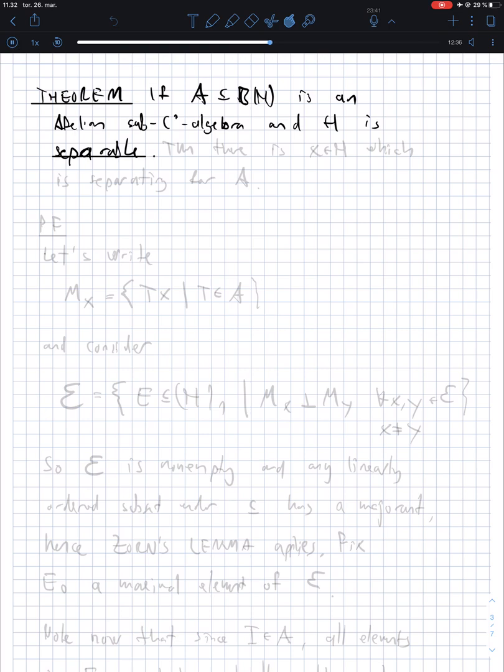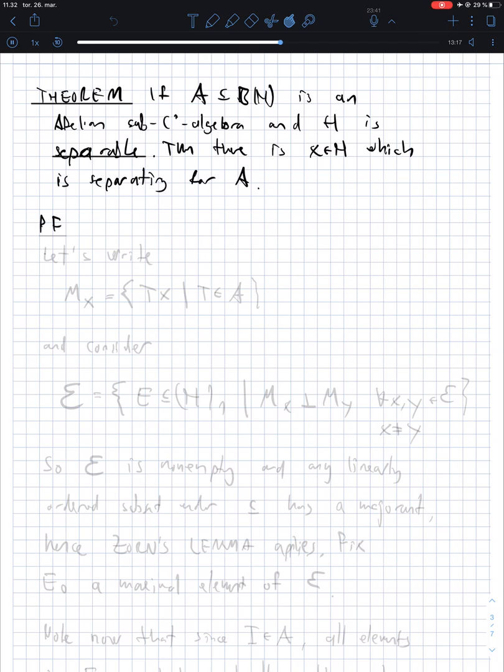So my Hilbert space cannot be too big for this to be true. Then there is an x in H which is separating for A. So I'm claiming that I can always find a separating vector for a commutative subalgebra of B(H) if H is a separable Hilbert space.